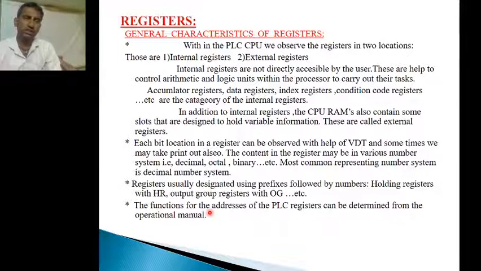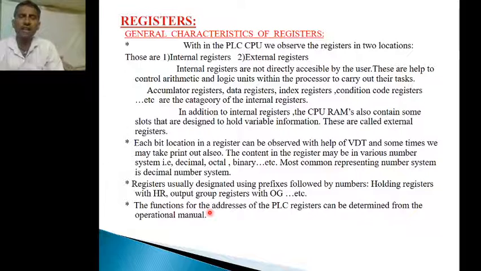In registers we discuss the general characteristics of the registers and module addressing, what the various types of registers present in the PLCs are, the classification of those registers, and the individual description of those registers. The general characteristics of registers, we see mainly in 4 points. In the PLC CPU we have two kinds of registers. We can classify them as internal registers and external registers.